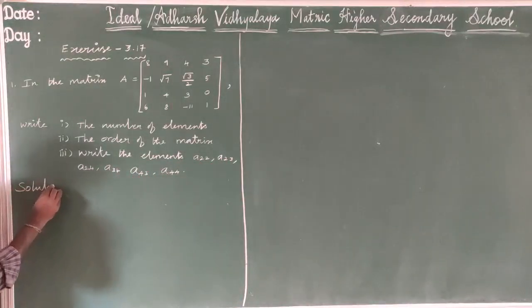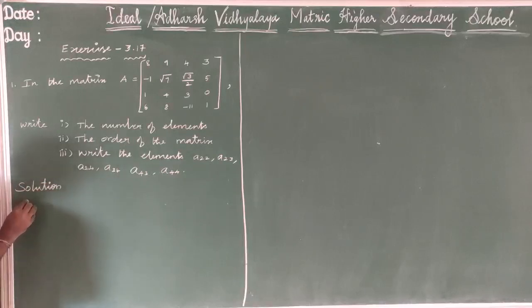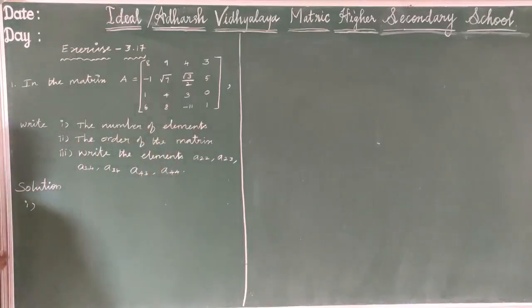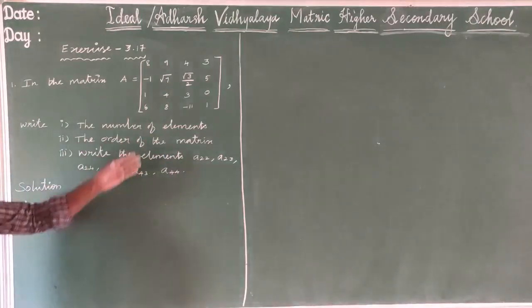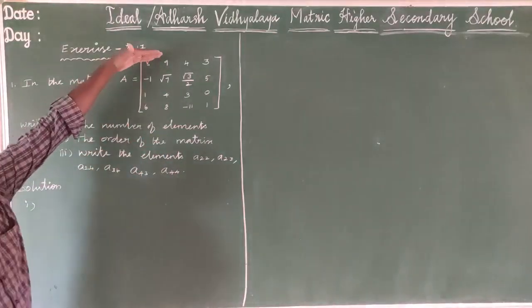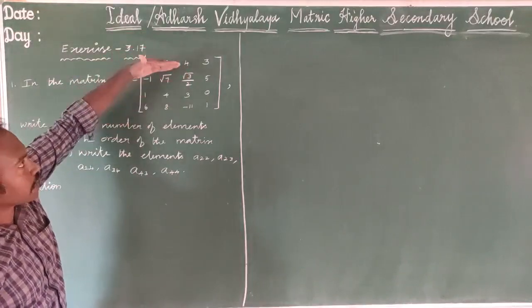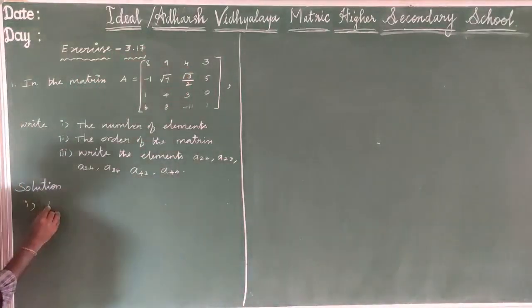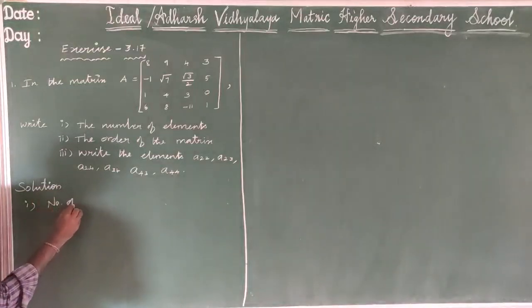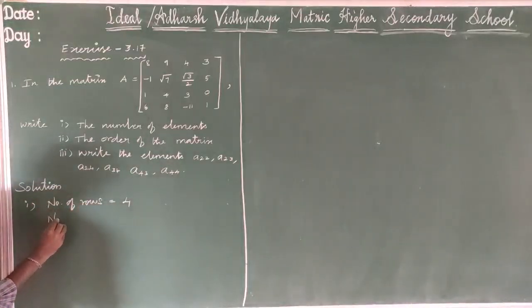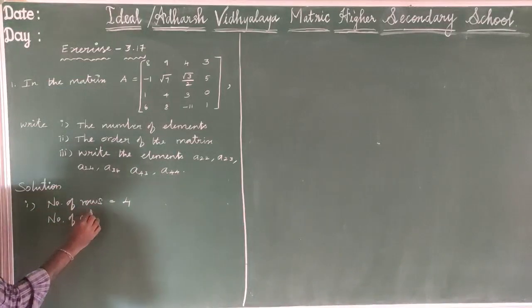Solution. First subdivision, that is the number of elements, that is total number of elements. Here number of rows is equal to 4 and also number of columns.